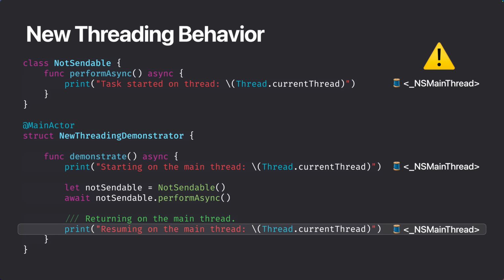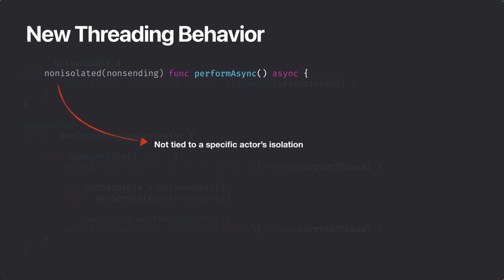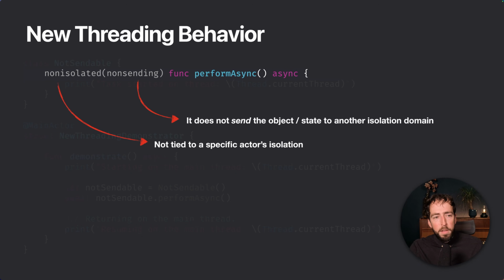We return, we're still on the main thread. And in the background, this is what happens, right? So implicitly, your method becomes non-isolated, non-sending by default, because that is the upcoming feature that we enabled. So it's not tied to a specific actor's isolation, and it does not send the object or the state to another isolation domain. And this is what we've seen happening, right? We stayed on the main actor because the callee was attributed with the main actor, making it isolated to the main actor's domain.